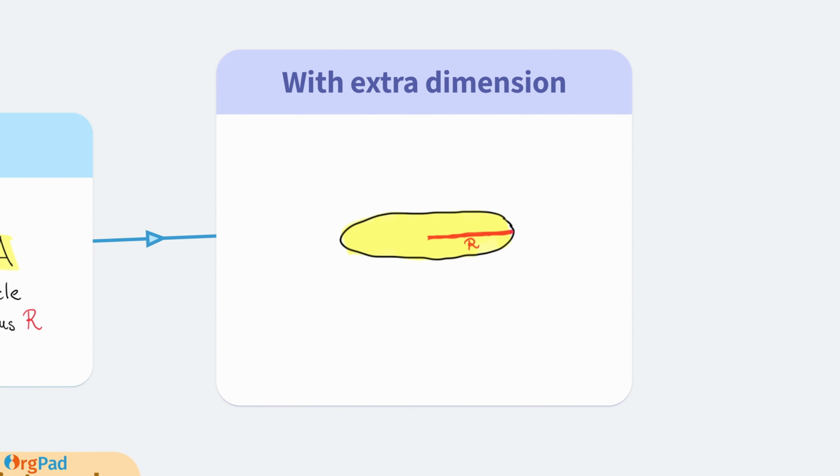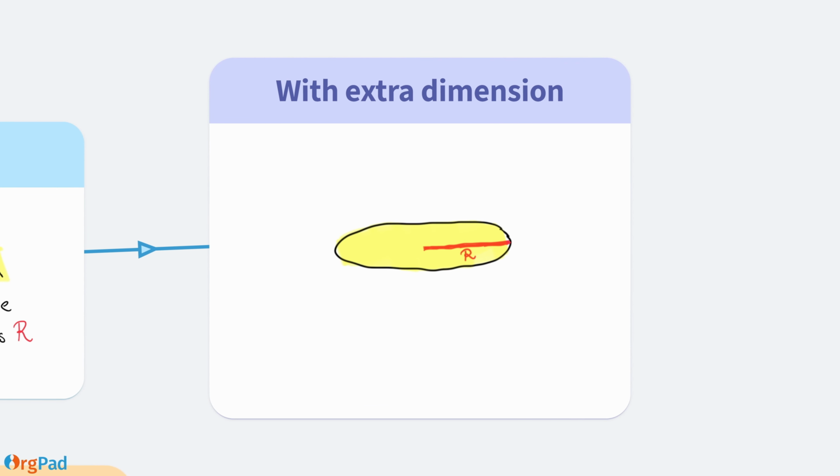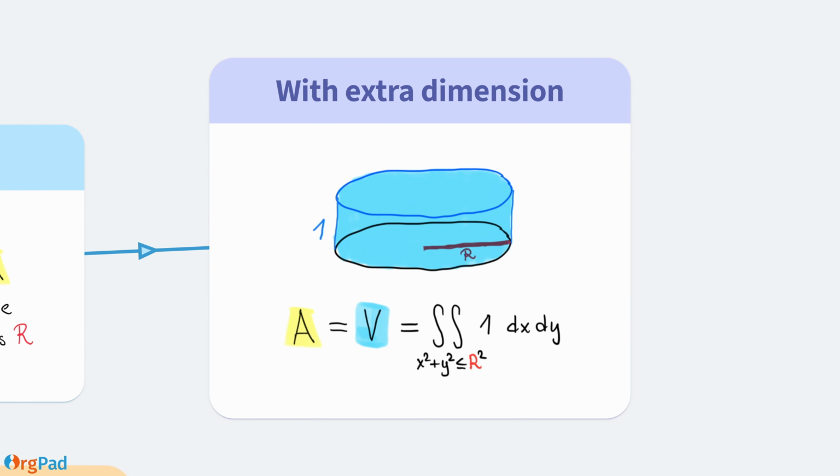We can simplify the situation by adding another dimension. The area A is equal to the volume of a cylinder with radius r and height 1. This volume can be calculated by integrating the constant function 1 over all points of the circle. But how does this really help? This integral still looks difficult to solve, since for different values of x, the integral range for y changes.